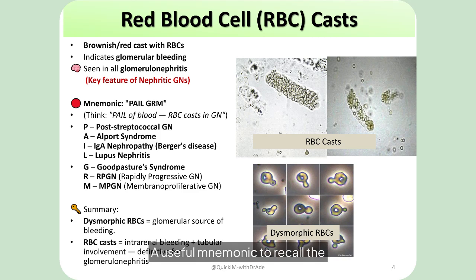A useful mnemonic to recall the primary diseases associated with RBC casts is PALE-GRM, which includes post-streptococcal glomerulonephritis, Alport syndrome, IgA nephropathy, lupus nephritis, Goodpasture's syndrome, rapidly progressive glomerulonephritis, and membranoproliferative glomerulonephritis. These conditions represent various etiologies of nephritic syndrome and typically present with hematuria, hypertension, and varying degrees of renal impairment. RBC casts are pathognomonic for glomerulonephritis and should prompt immediate evaluation for underlying systemic or primary renal disease.